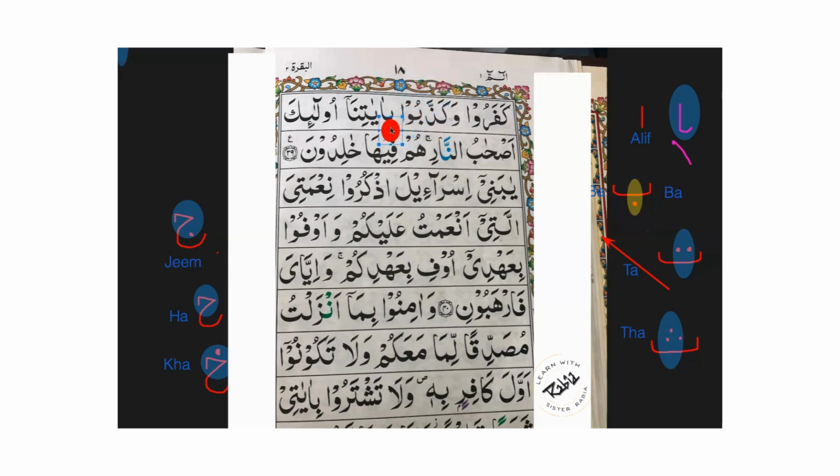Okay, how about this one? What's this letter? That is also Ba. Okay, how do I know? One dot down. Okay, excellent. Let's go find another letter.